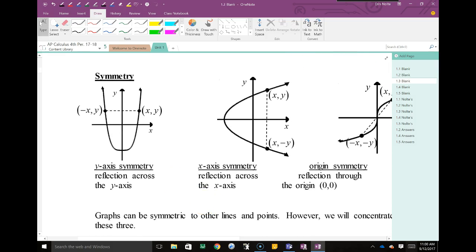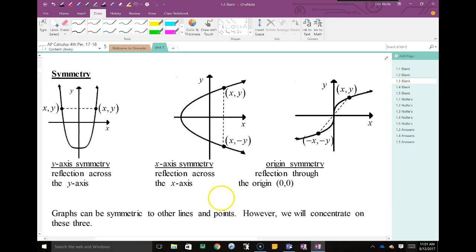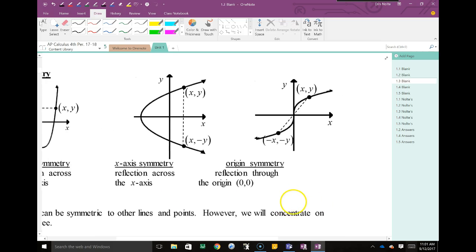Alright, do you understand symmetry over the y-axis? If you take a piece of paper and you fold it on the y-axis, it's symmetrical over the y. Check. Do you understand symmetrical over the x-axis? That makes sense. Do you understand symmetrical over the origin?